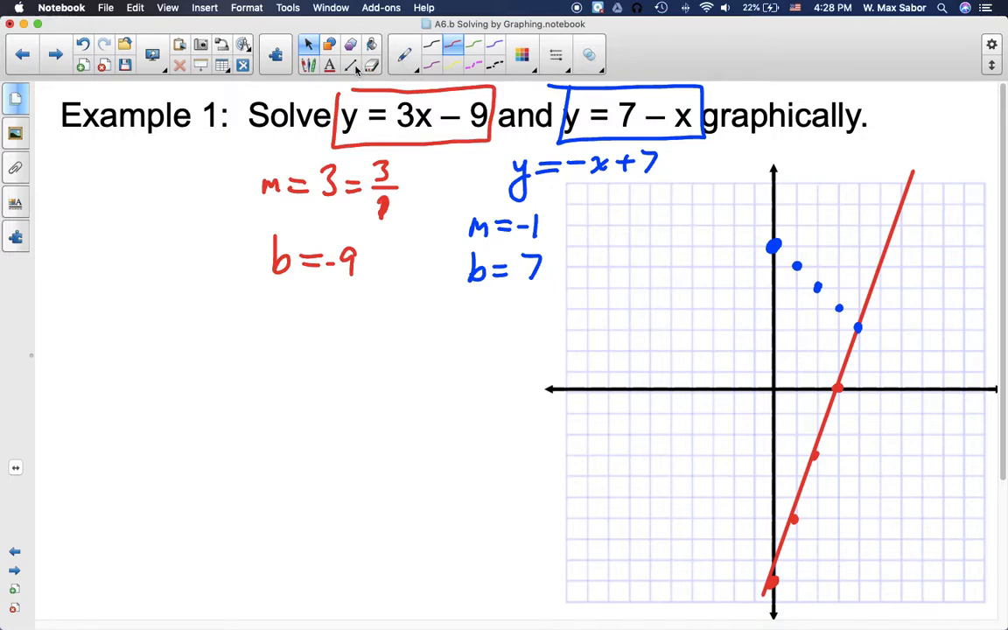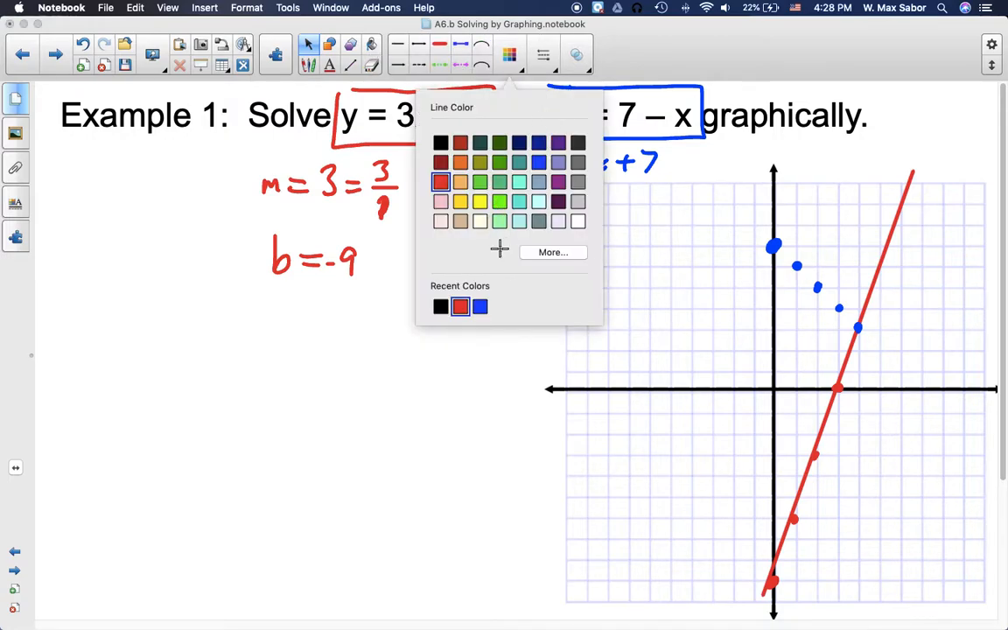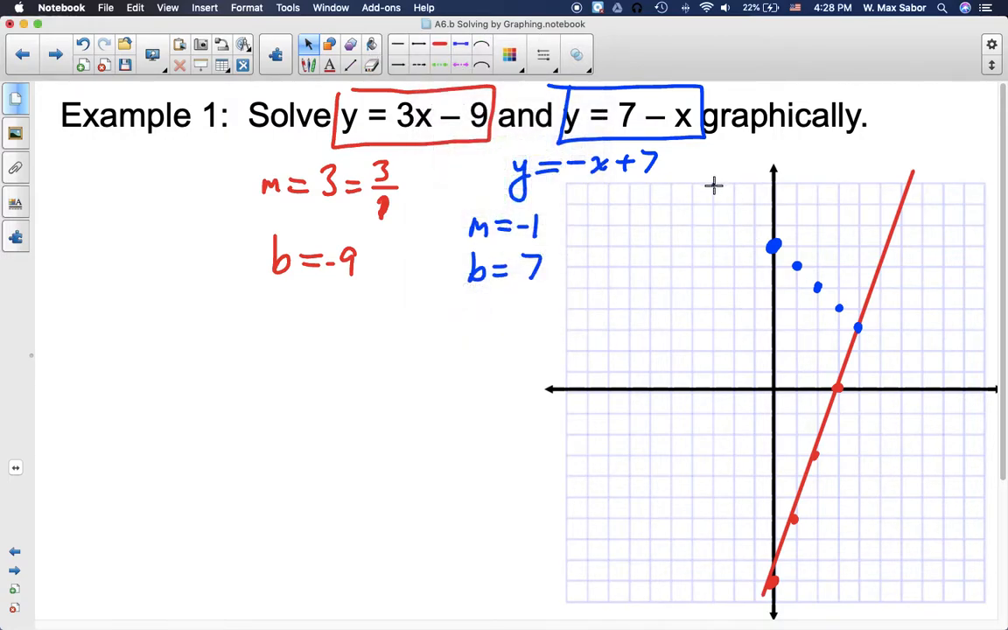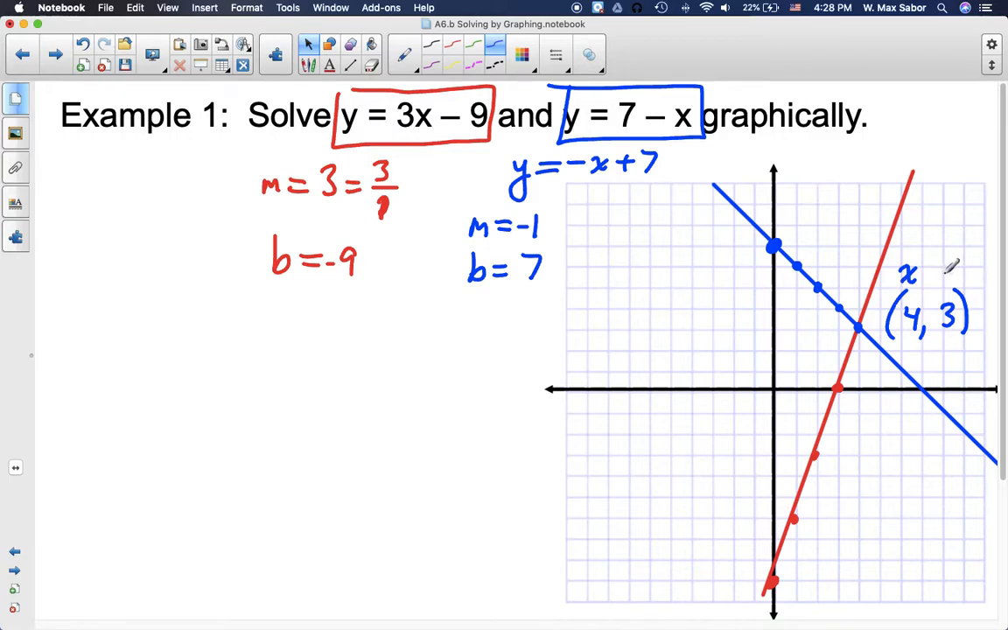And you should see that there's a specific integer coordinate where the two lines meet, and that integer coordinate is at +4, +3. So what I'm saying is that when x is 4 and y is 3, then both equations are true at the same time. At this point, we've solved the system.